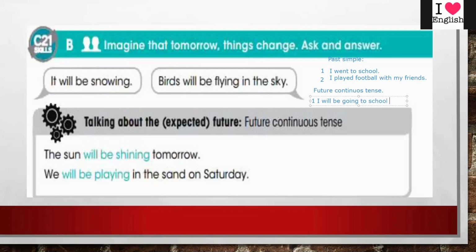I will be going to school. Yes, for example, tomorrow, or next week. Yes, very good. Next week, because we are talking about the future.